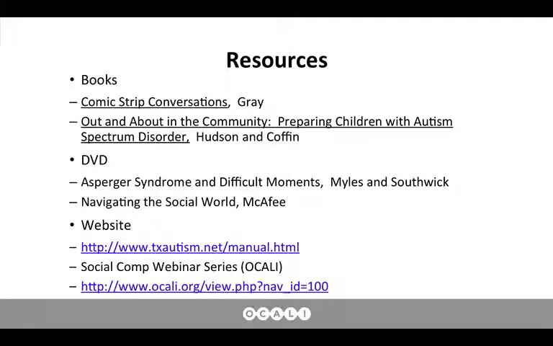Here are some resources that may help you gain a little more understanding of some of the strategies presented today. If you live in Ohio, these books and these DVDs are available through the OCALI Lending Library at no cost. Click on the Lending Library button at www.ocali.org for more information. These can be checked out in our Lending Library.